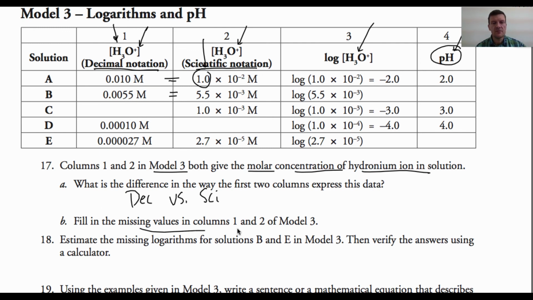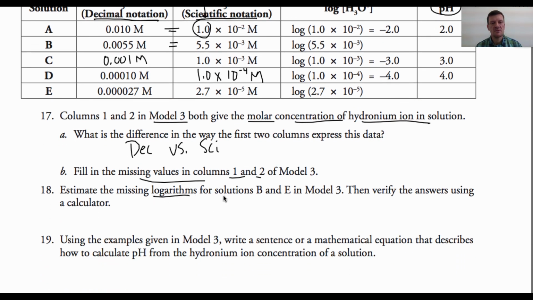Fill in the missing values in columns 1 and 2. So 1 times 10 to the negative 3, that would be 0.001. And then this one, 0.0001, this would be 1.0 times 10 to the negative 4 molar. Okay?